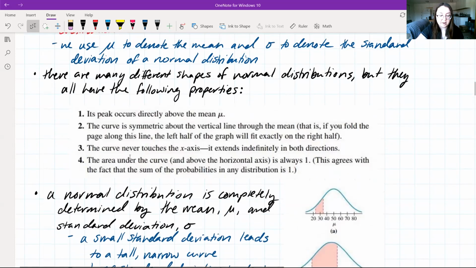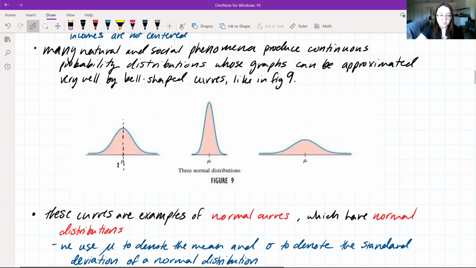Then number 4, the area under the curve and above the horizontal axis is always 1. This agrees with the fact that the sum of the probabilities in any distribution is 1. So this means that if we took all of this area under our curve, it's going to equal 1, or 1 whole curve.